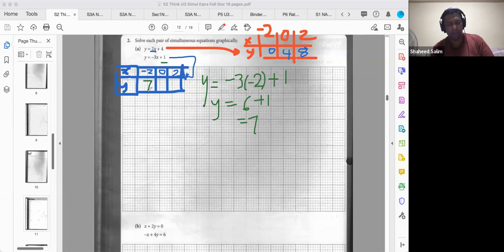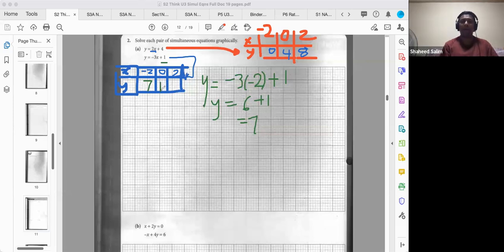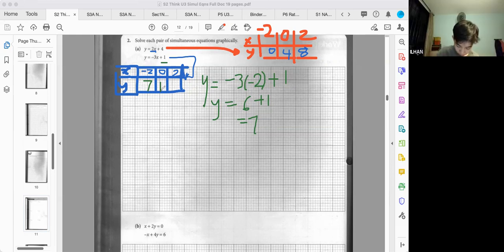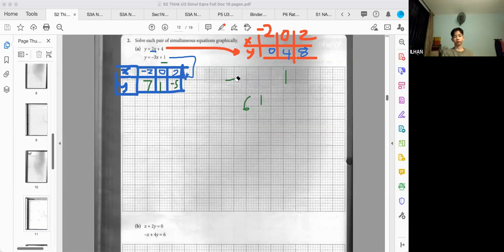y equals 1. Well done. And the last one. y equals minus 5. Now we have the coordinates: minus 2, 7. So we're going to plot.